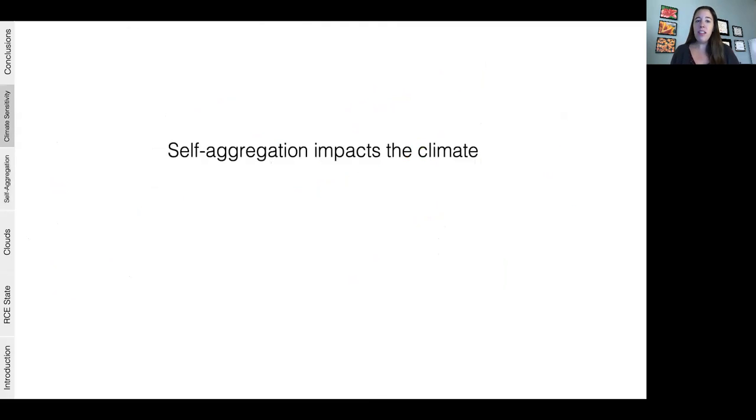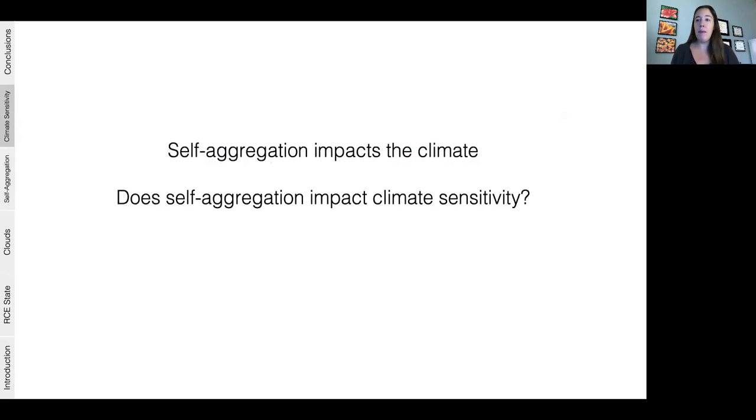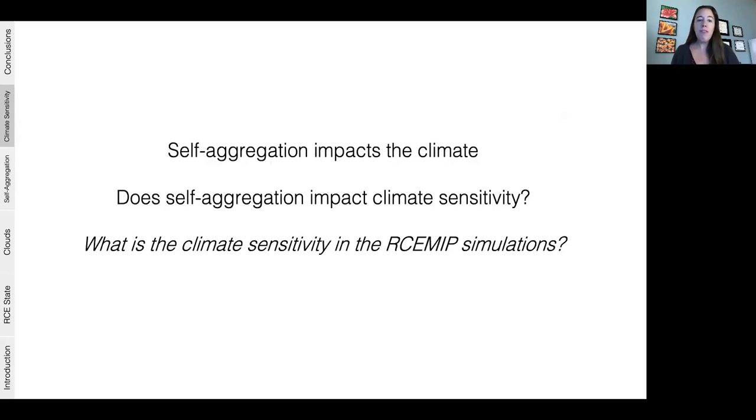Now, we've shown here that self-aggregation impacts the climate, and so it's reasonable to ask, does it impact climate sensitivity? But first, we need to know what is the climate sensitivity in the RCEMIP simulations.